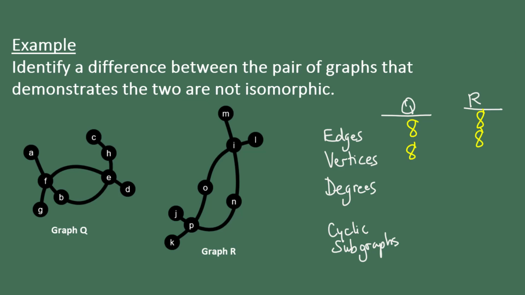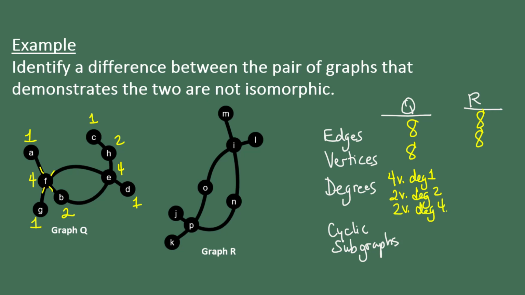So in graph Q, vertex A has degree 1, vertex F has 4 edges connected to it, so it has degree 4, vertex G is degree 1, B is degree 2, E is degree 4, D is degree 1, H is degree 2, and C is degree 1. So graph Q has 4 vertices of degree 1, 2 vertices of degree 2, and 2 vertices of degree 4.